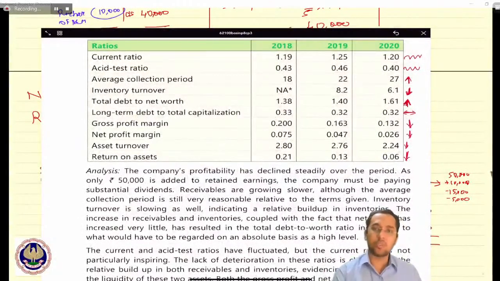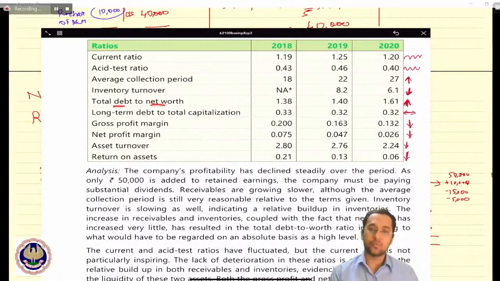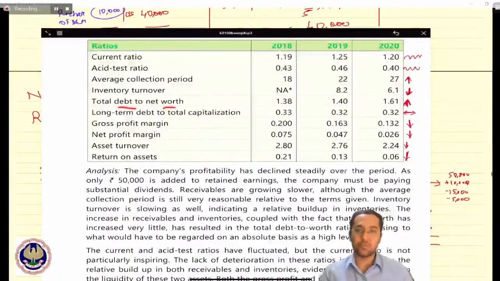What is common stock? Common stock is equity shares. What is total debt to net worth? Total debt to net worth is simply the debt equity ratio.